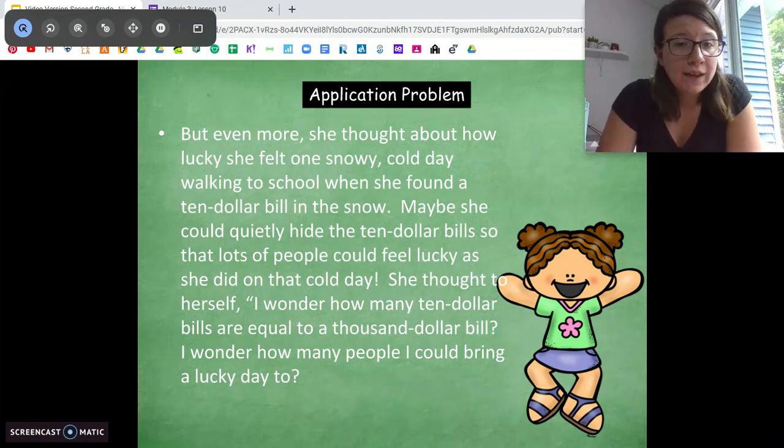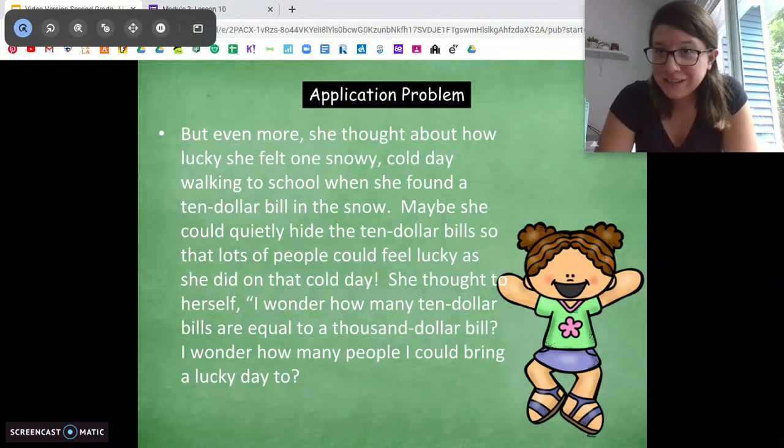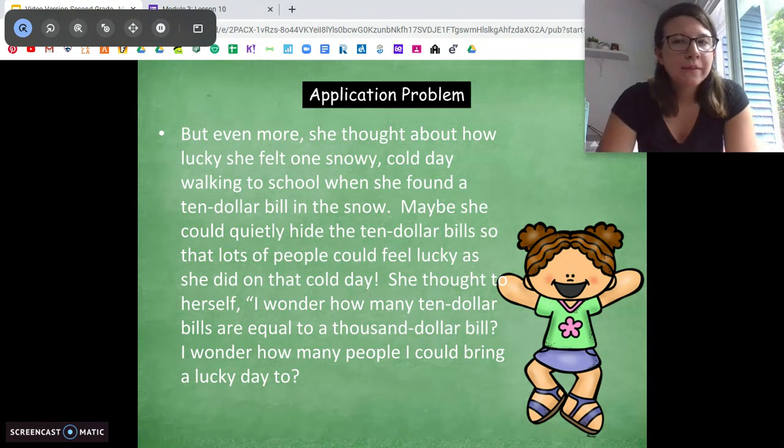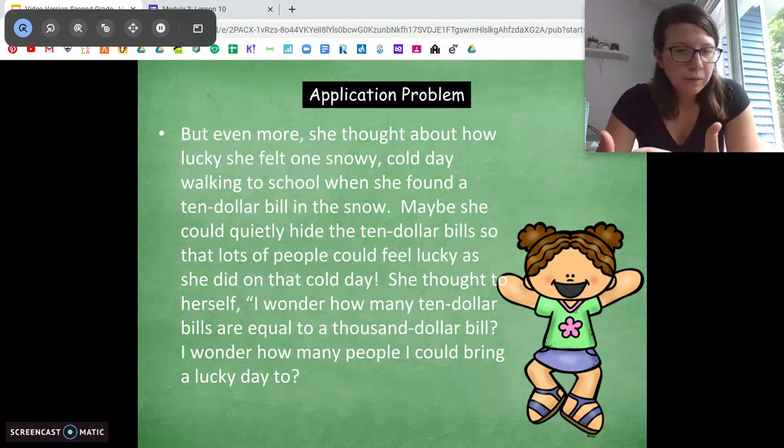Maybe she could quietly hide the $10 bill so that lots of people could feel lucky like she did on that cold day. She thought to herself, I wonder how many $10 bills are equal to a $1,000 bill. I wonder how many people I could bring a lucky day to.